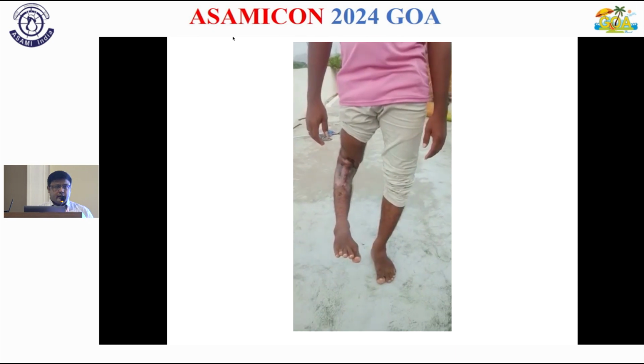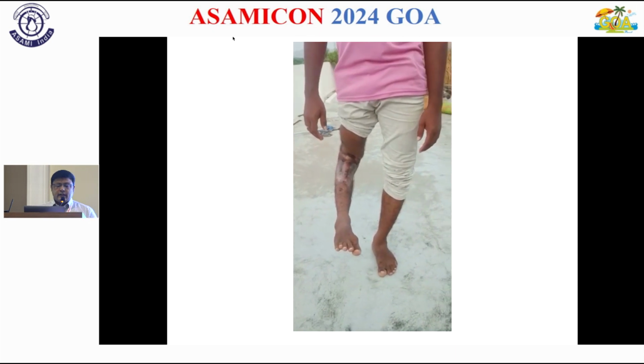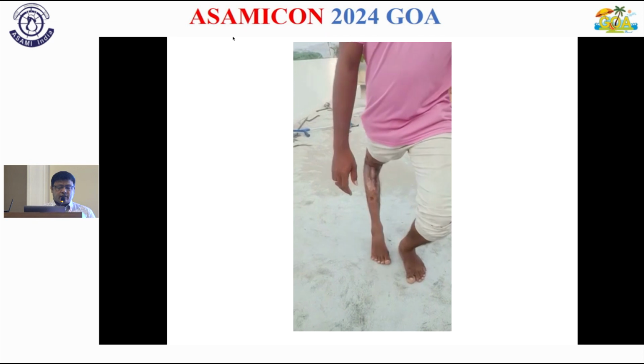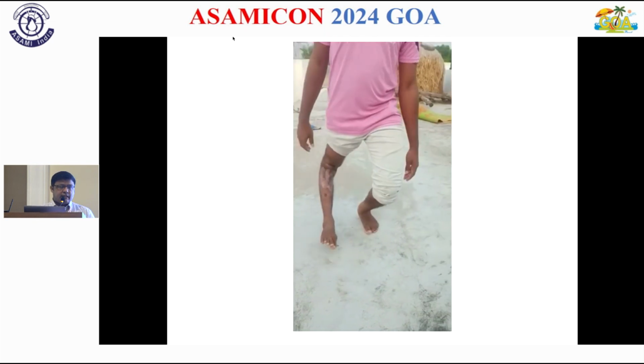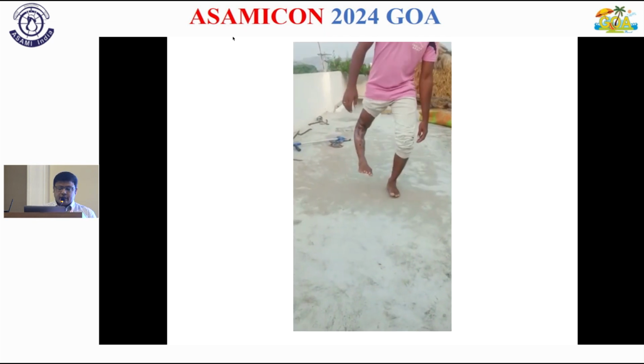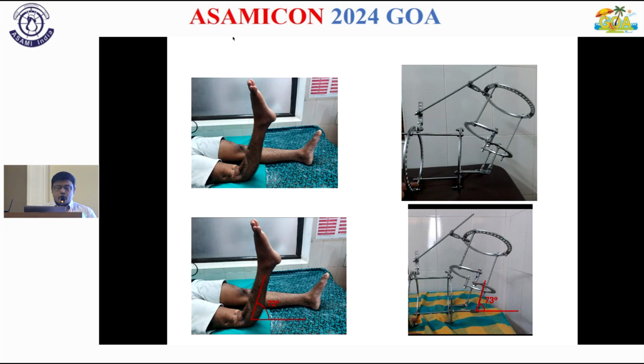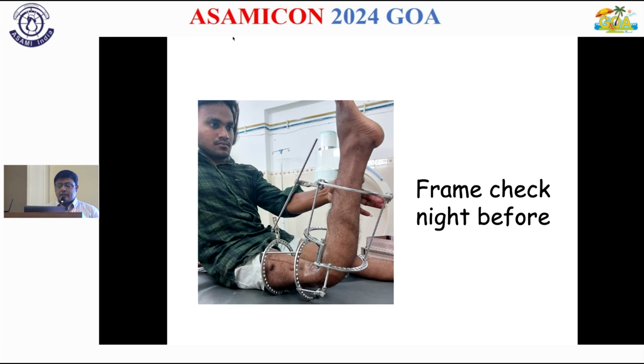Nobody is willing to take this case, because if it is not done properly, there is a high chance of the limb getting amputated. So we planned the deformity thoroughly. We prepared the frame also preoperatively. He had around 73 degrees of recurvatum. We need to bring the leg down onto the floor. You can see the posterior hinges and the anterior distractor.